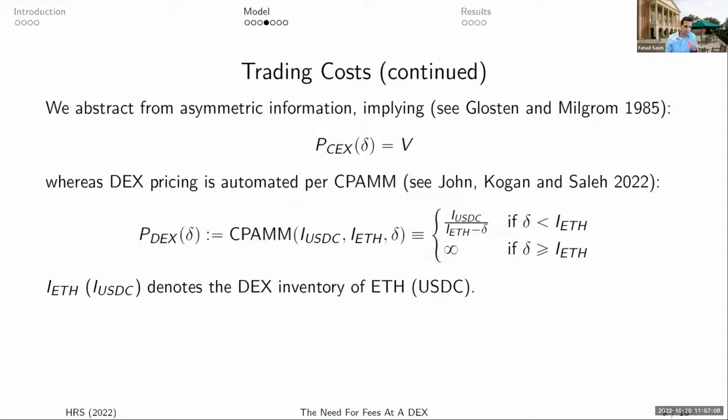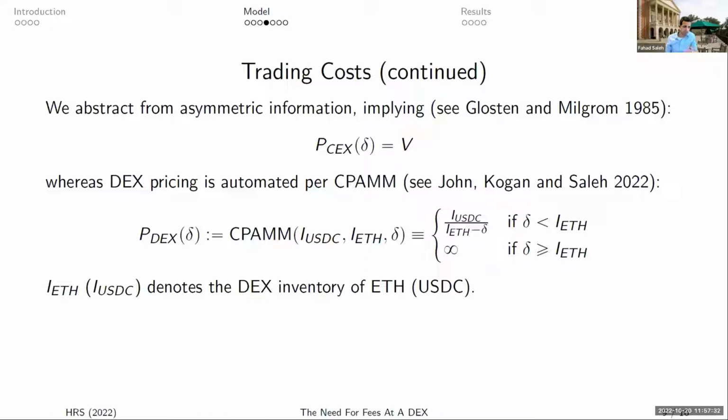Well, at a centralized exchange, we're going to adopt a mindset similar to Glosten-Milgrom's 1985 paper, but we're abstracting from asymmetric information. And so the consequence is that the pricing at the centralized exchange is going to be fairly straightforward, which is to say that at the centralized exchange, because of the lack of asymmetric information, you're going to be trading at the fair value of the asset.